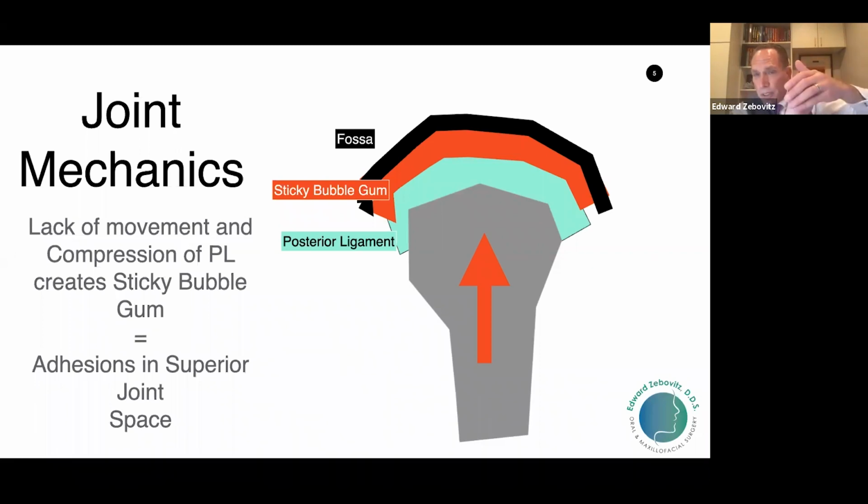When we're in the posterior ligament, when we squeeze all the fluid out of it, the surfaces get kind of sticky. And when the surfaces get sticky, if they stay that way, then they develop scar tissue or adhesions. So hopefully everybody's got that concept. So in this picture, we have our condyle. Here's our posterior ligament. And then there's a layer of the sticky bubble gum. It's not that big, but just for the sake of discussion. And then again, this is the bony fossa.